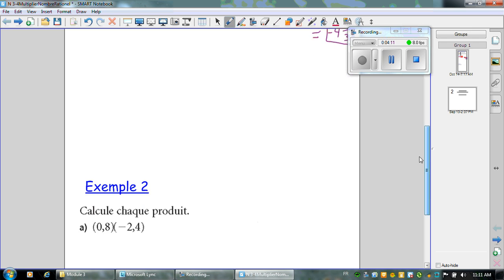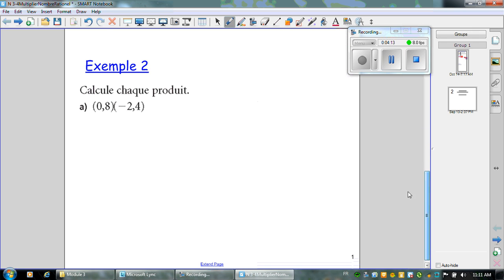Let's look at a couple more examples. So here, multiplying decimals. To multiply decimals, you could multiply the 8 and 24, but I think it's easier to change this into tenths. So 8 tenths multiplied by negative 24 tenths. You know your answer is going to be hundredths, right? So 10 times 10 is 100. And you just do 8 times 24.